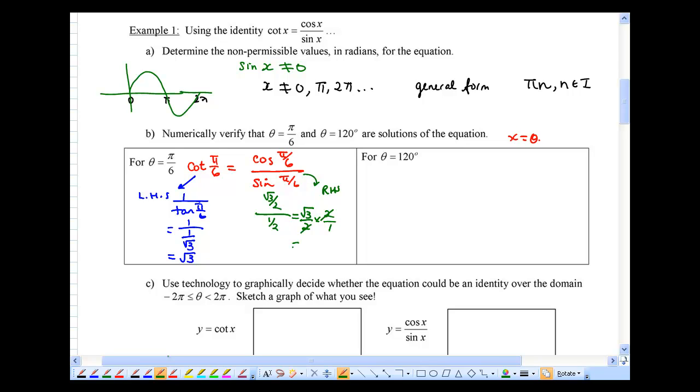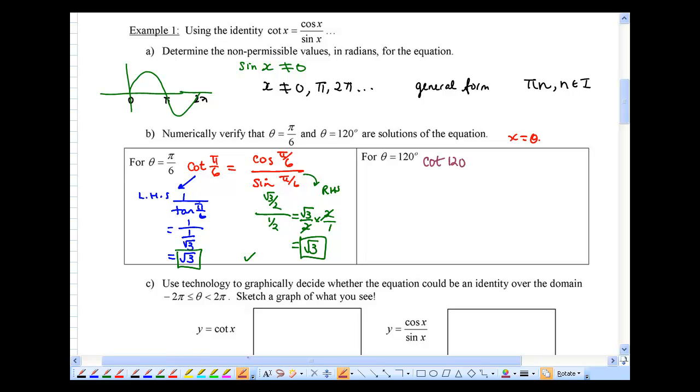The 2's cancel out, and I'm left with root 3. Hey, the left side's root 3, the right side's root 3. They're the same. I like it. We verified it. Okay? We can do the same thing for angles and degrees. It's the same thing.